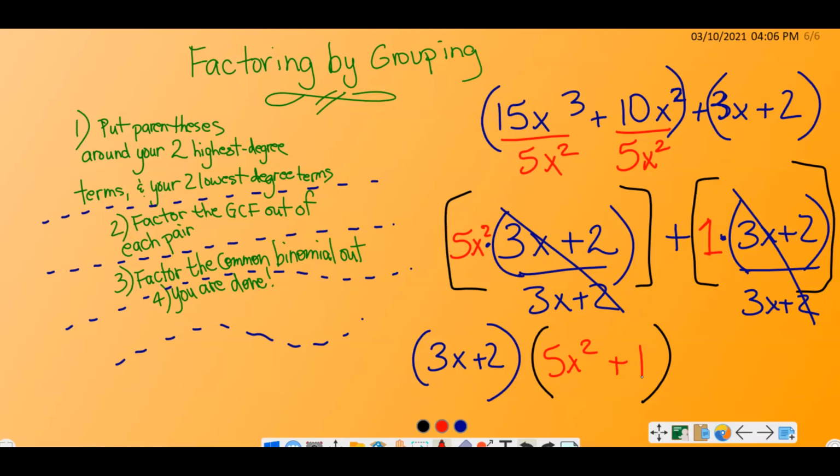And there you have it. This is my final answer. There's nothing else that I can do with this problem. I have factored it completely. And I've got 2 binomial factors of this 4-term polynomial.